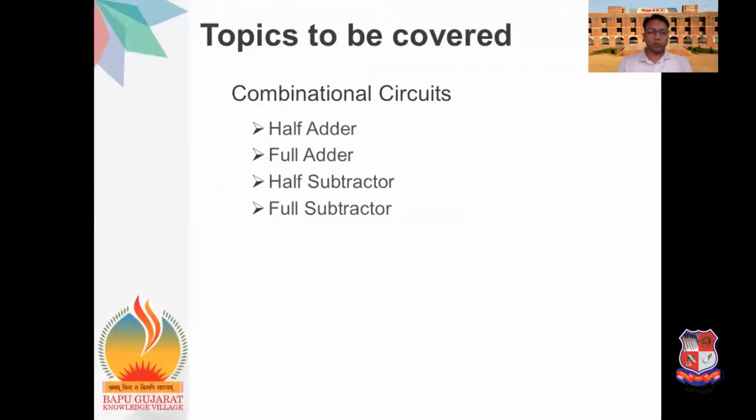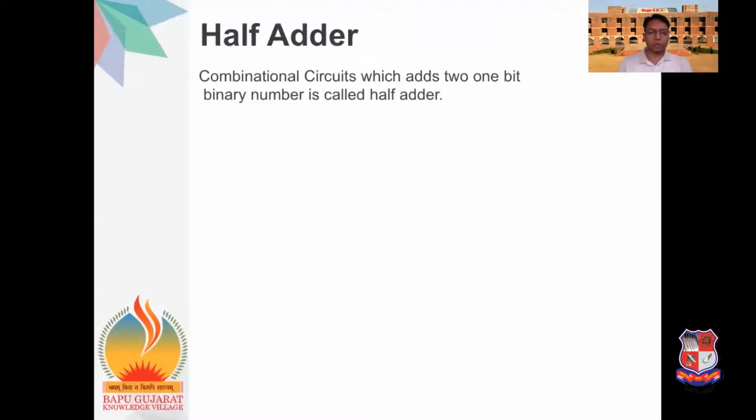So the topic to be covered in this lecture is combinational circuits. In that, the half adder, full adder, half subtractor and full subtractor. So let's start with the first, the half adder. What is a half adder? A combinational circuit which adds two 1-bit binary numbers is called the half adder. So now let's see the truth table, the logic expressions and the logic diagram of the half adder.